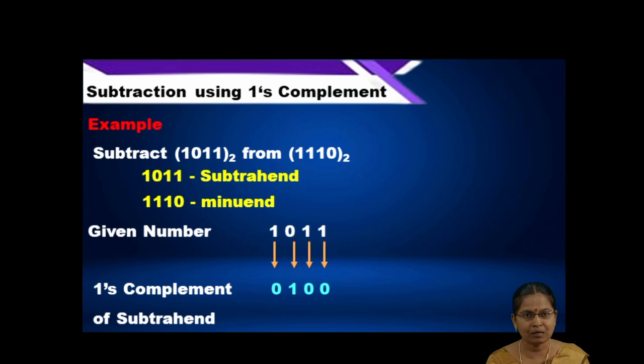So this is an example for subtraction using 1's complement. We have to subtract 1, 0, 1, 1 from 1, 1, 1, 0. In this, the subtrahend is 1, 0, 1, 1 and the minuend is 1, 1, 1, 0. So we have to take 1's complement of the subtrahend, that is, we have to replace zeros by 1 and ones by 0. So we get the 1's complement of the subtrahend as 0, 1, 0, 0.